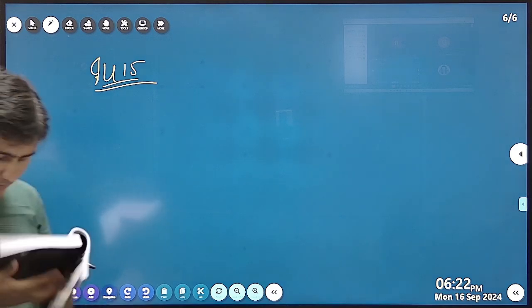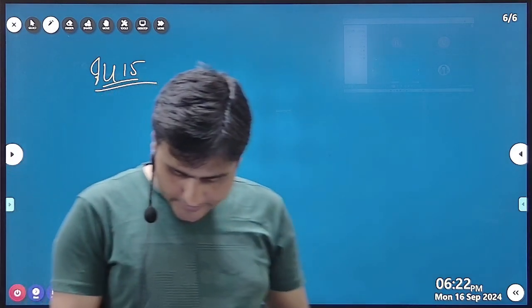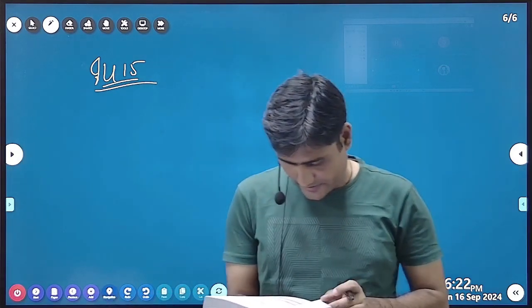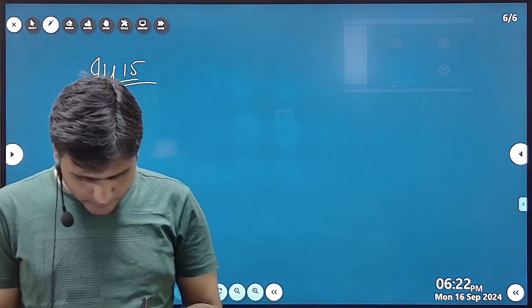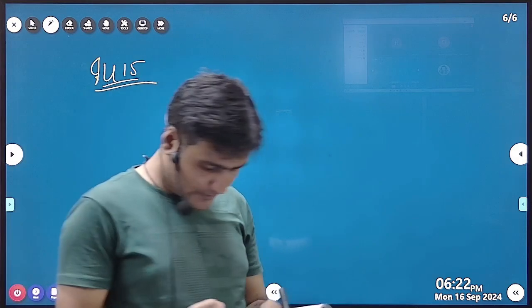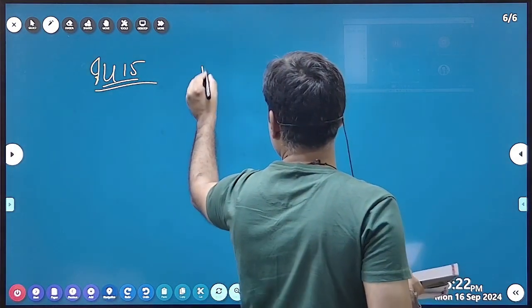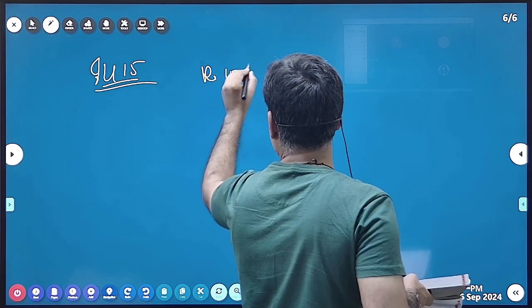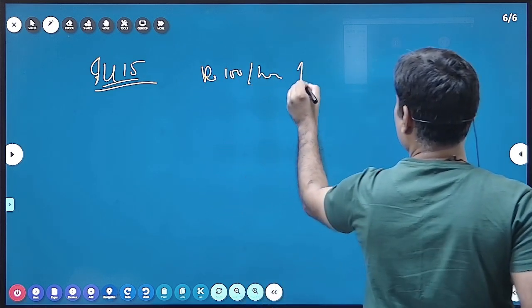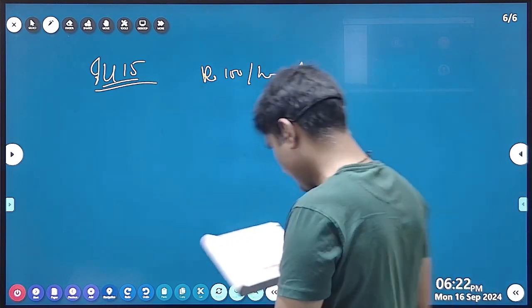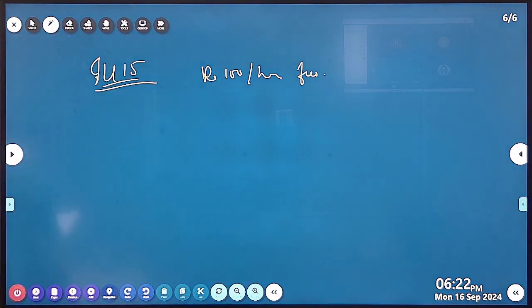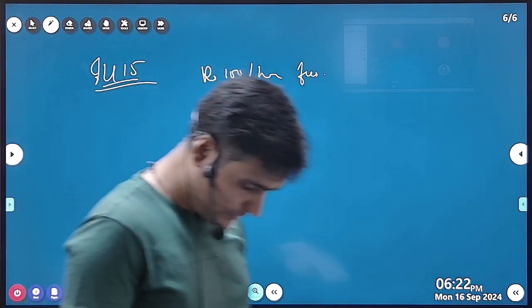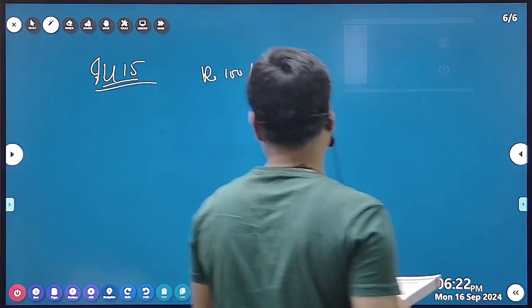ABC and Associates provides consulting and tax preparation services to its clients. Okay, it charges rupees 100 fees per hour for each service. How much fees? Rupees 100 per hour. Okay. The firm's revenue and cost for the month of March 22 are shown in the following income statement. The firm's revenue and cost.